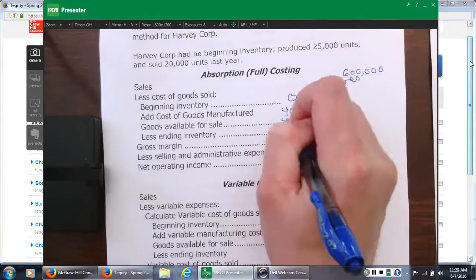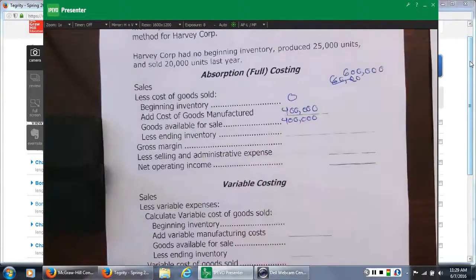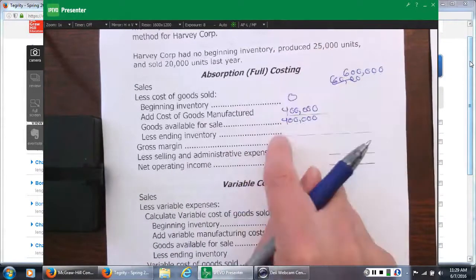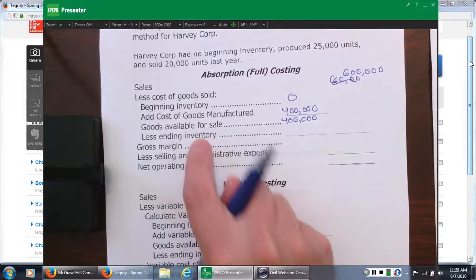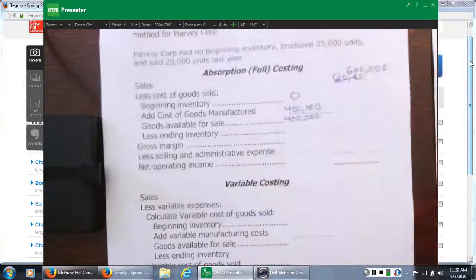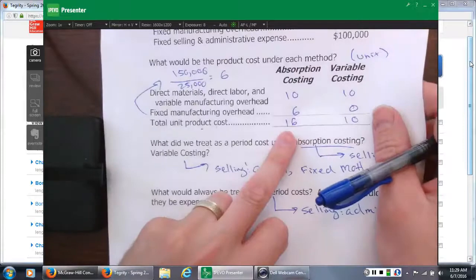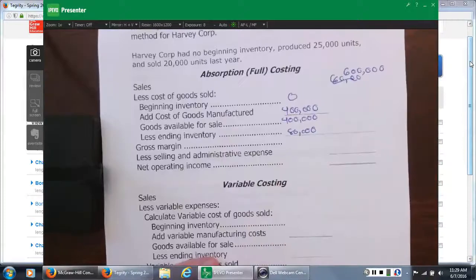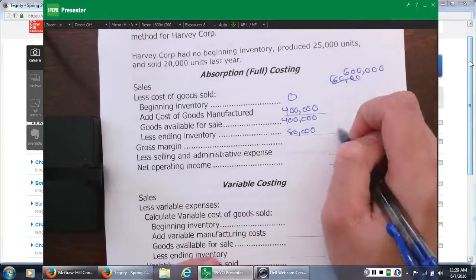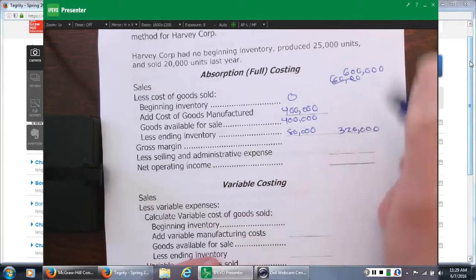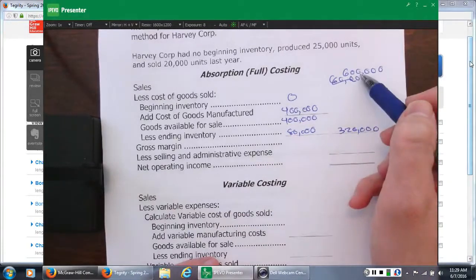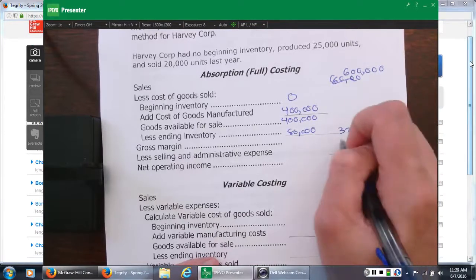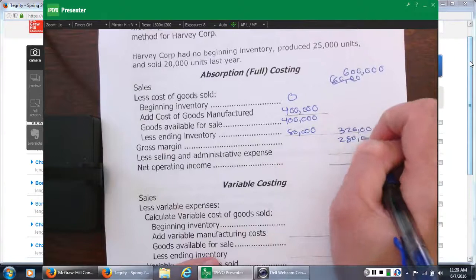Add these two, and this is how many goods I could sell, but then I still have some ending inventory. I didn't sell everything. There are 5,000 units left over in ending inventory. To get the value of my ending inventory, I take the 5,000 units left over times my $16 per unit, which gives me 80,000. So our cost of goods sold is 320,000. I take my 600,000 minus my 320,000, which gives me a gross margin, also known as gross profit, of 280,000.